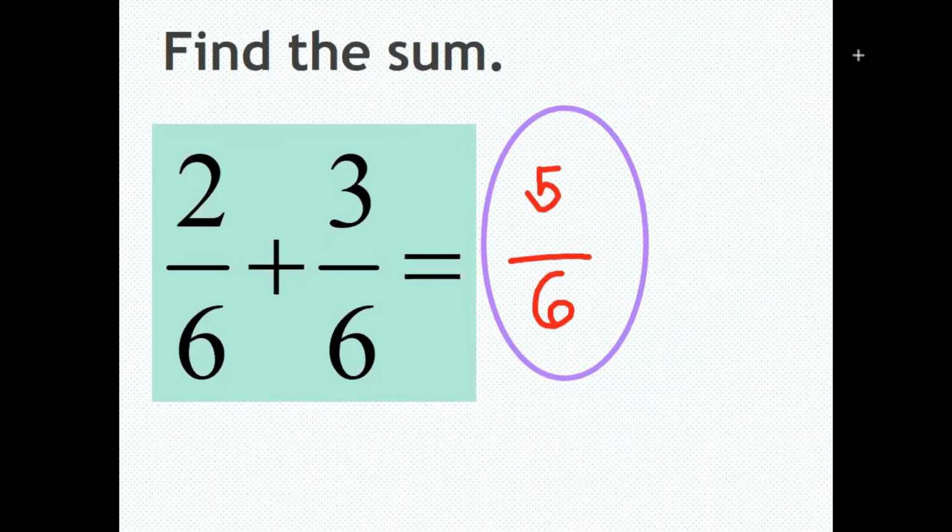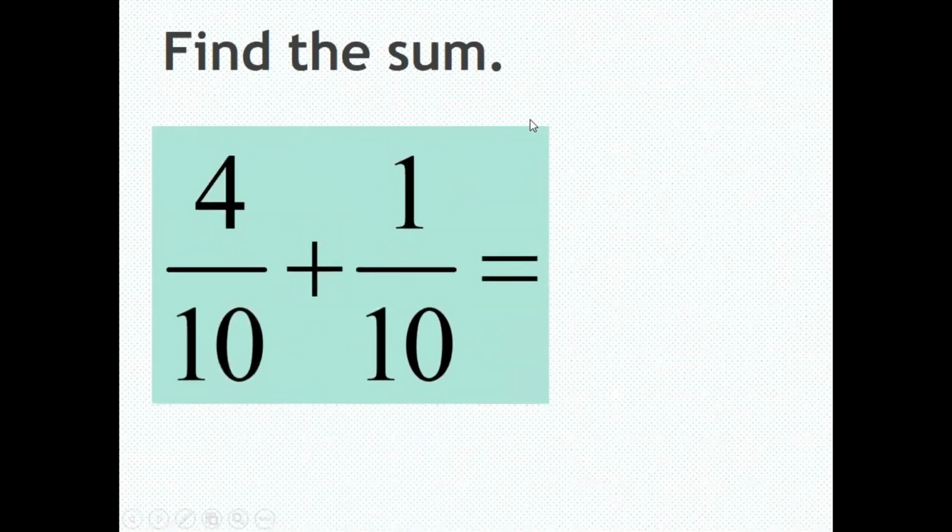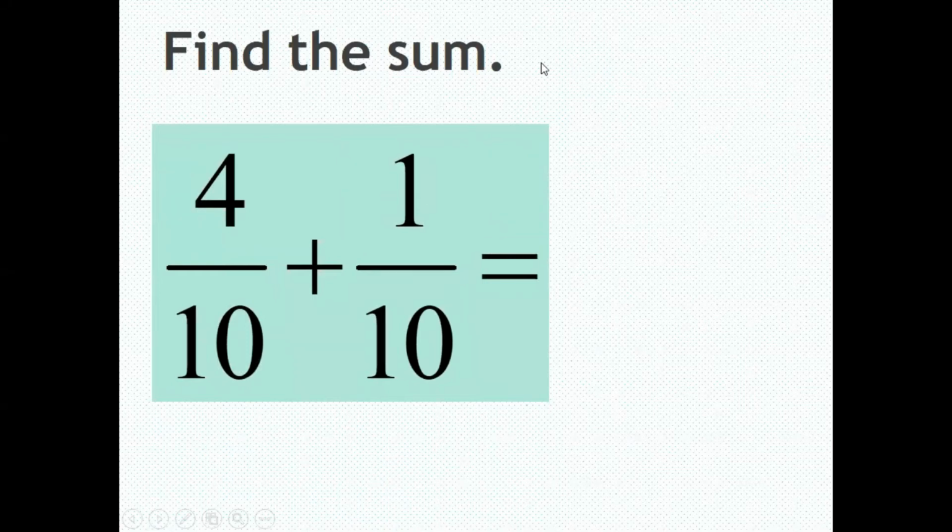Next, let us proceed to the next example. The second example we have here, 4 tenths plus 1 tenth. So let's add 4 plus 1. That gives us 5. And then copy the same denominator. Now as you can see, 5 tenths can still be reduced.